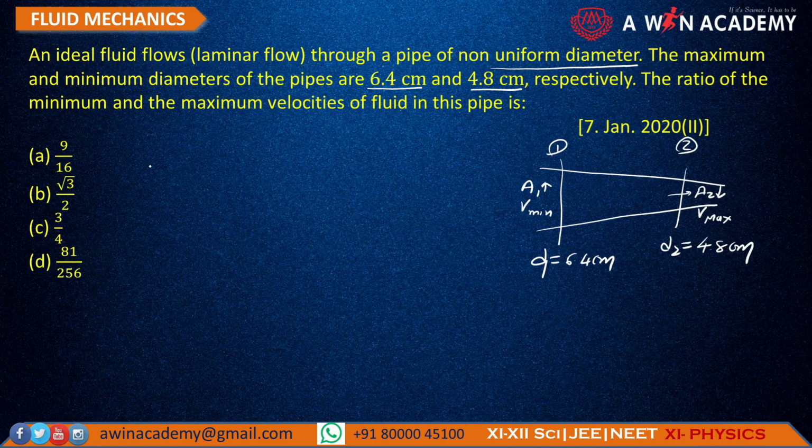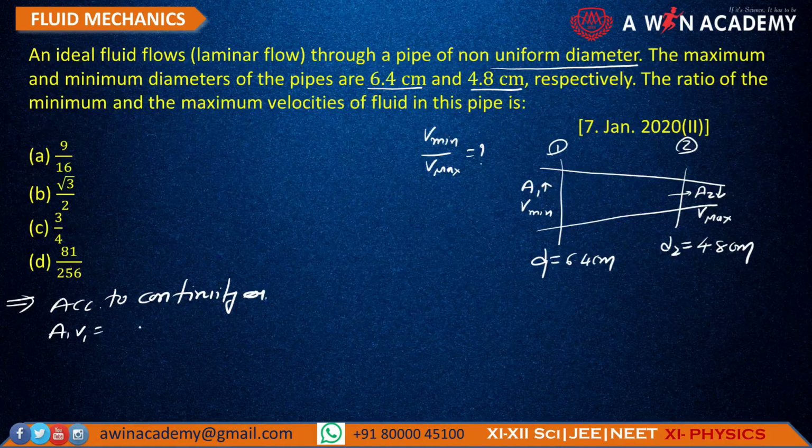The question is asked the ratio of V minimum upon V maximum, ये रेशियो हमें पूछा है। चलिए, आई होप कि आप सभी को क्वेश्चन का डेटा समझ में आ गया होगा पहले। चलिए आगे बढ़ते हैं। तो बहुत ही आसान तरीके से आपको अप्लाई करना है कंटिन्यूटी इक्वेशन। According to continuity equation, A1 V1 is equal to A2 V2.